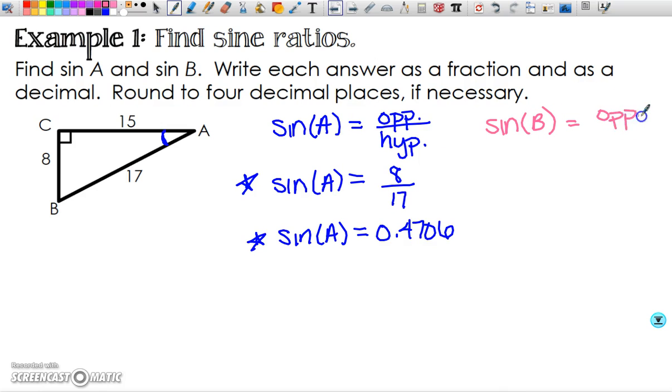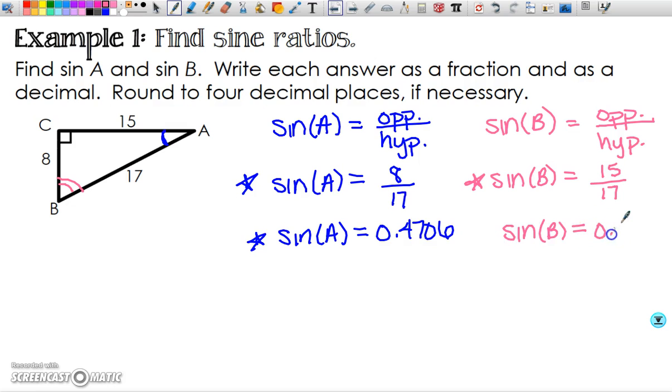Now when we change it to do sine of B, our opposite side is not the same anymore because we have a different reference angle. We are referring now to angle B instead of angle A. So this time the opposite side is 15. So sine of B is going to be 15 over the hypotenuse, which is still the same, 17. So there's your fraction answer. And when you divide 15 by 17, you get 0.8824 as your decimal answer.